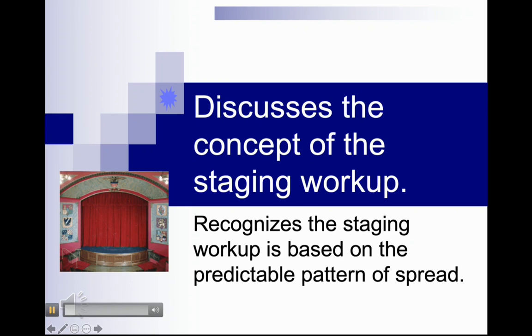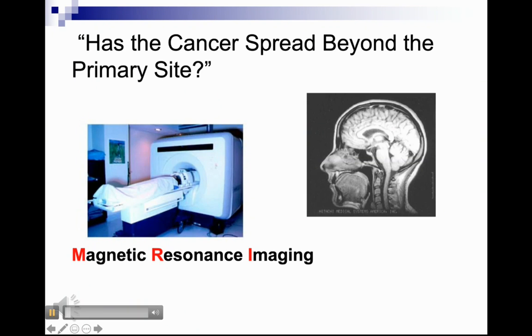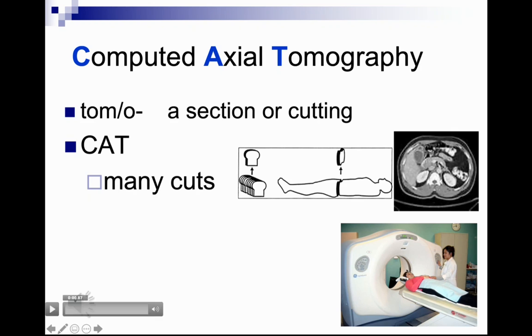When a person is diagnosed with cancer, it is important to determine where in the body that cancer is located. And the workup is called the staging workup. Where has the cancer spread in the body? And the staging workup is based on the predictable pattern of spread. So we want to know, has the cancer spread beyond the primary site? A variety of diagnostic tests can be done. Magnetic resonance imaging can be done. Computed axial tomography or CAT scanning can be done, where many pictures are taken to determine the location, the size of tumor, and whether a tumor can be found anywhere else in that person's body.